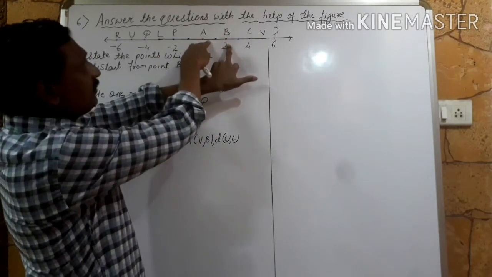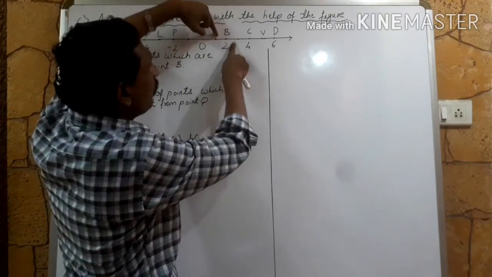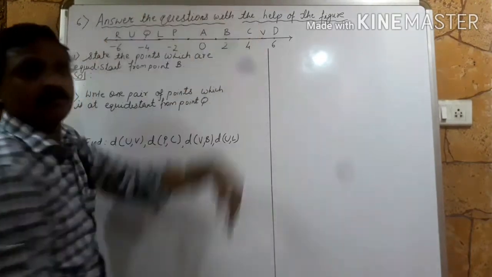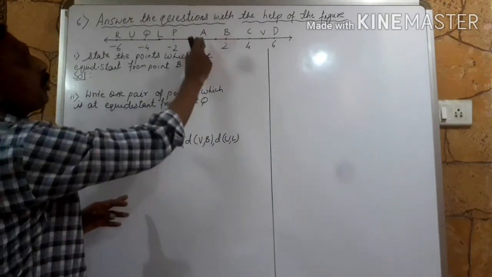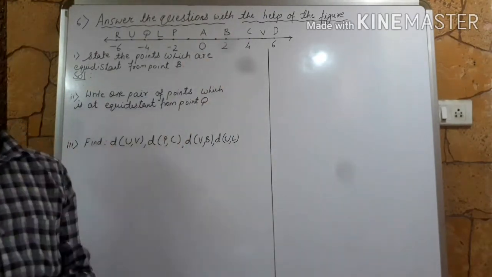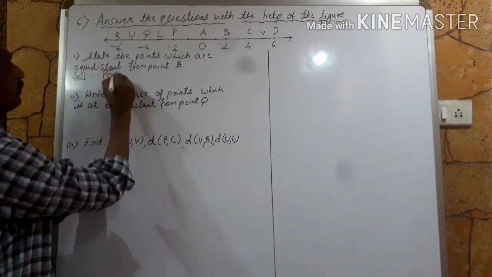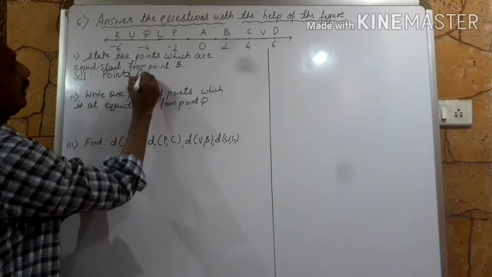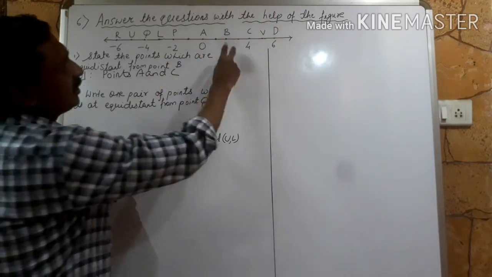1 unit to the left, 2 units, you have got A, coordinate A. 1 unit, 2 units, you have got C. That means from B, point A and point C are equidistant. Let's write here points A and C.